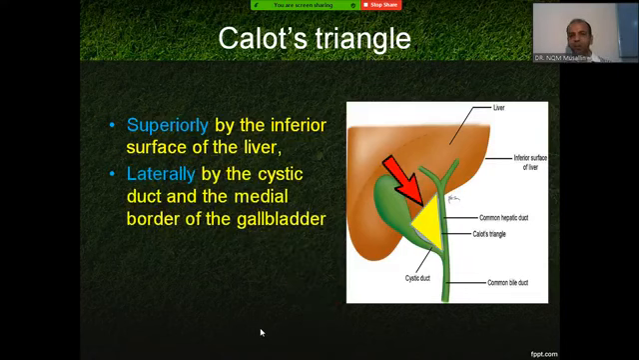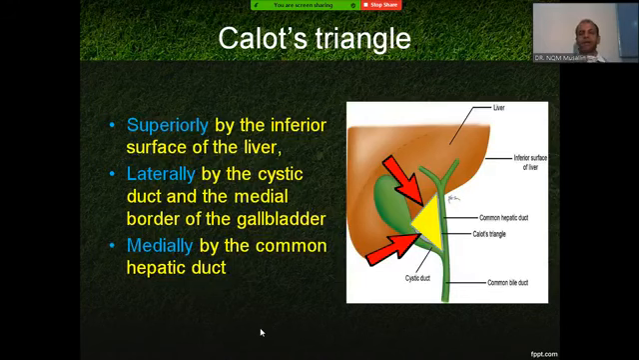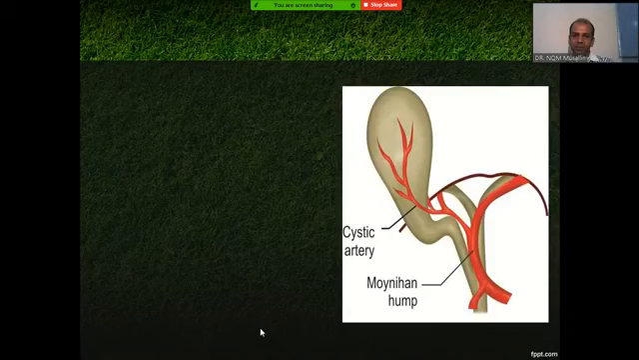Then it is bounded laterally by the medial border of the gallbladder and the cystic duct, and medially by the common hepatic duct. So you know the content of the Calot's triangle normally is the cystic artery. During operation, we should define the cystic artery within the Calot's triangle, but there are so many anomalies.